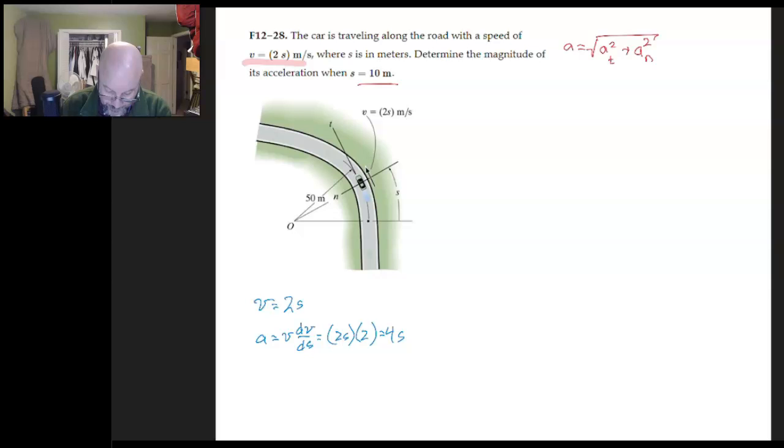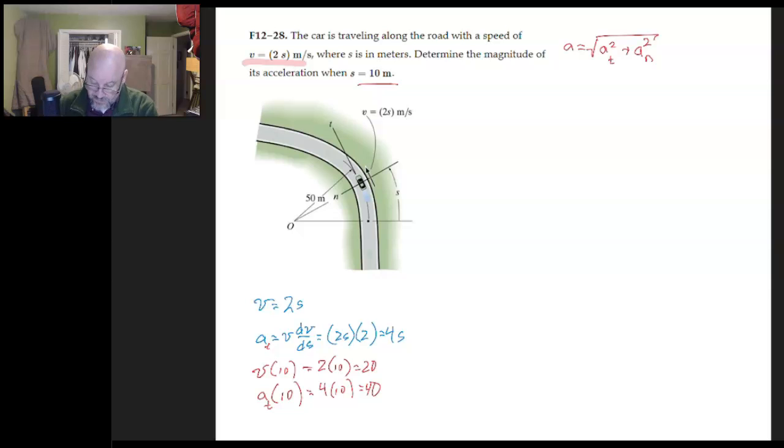So v evaluated at 10 is just going to be 2 times 10, so that's 20. And then the acceleration, once we get to 10, is going to be 4 times 10, which is 40. Okay, just like that. And by the way, this is the tangential acceleration.